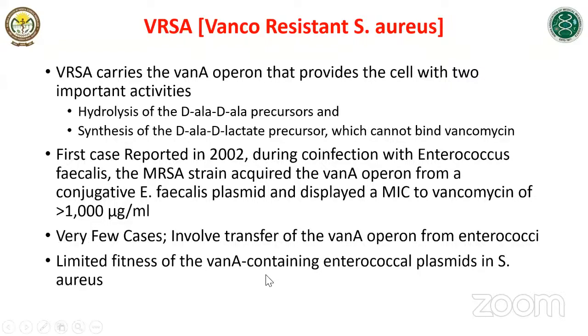So there are very few cases because it is not very healthy for the VanA gene to be present inside the MRSA for some reason. The fitness of the plasmid is not considered to be very good inside the MRSA, and because of this, the plasmid does not survive for a long time and is either lost or destroyed.